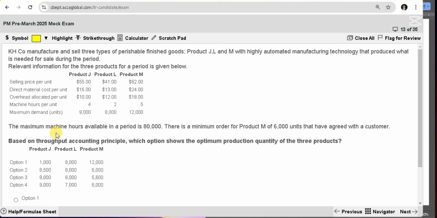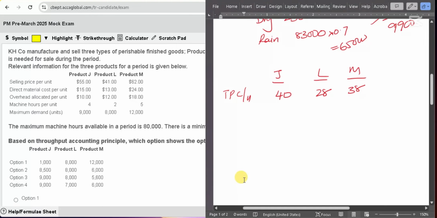Machine hours is the limiting factor. Can you see they are talking about machine hours? Machine hours per unit 4, 2, 5. See, sometimes you can do skimming. You don't necessarily have to read all the data to answer the question if you are running out of time.